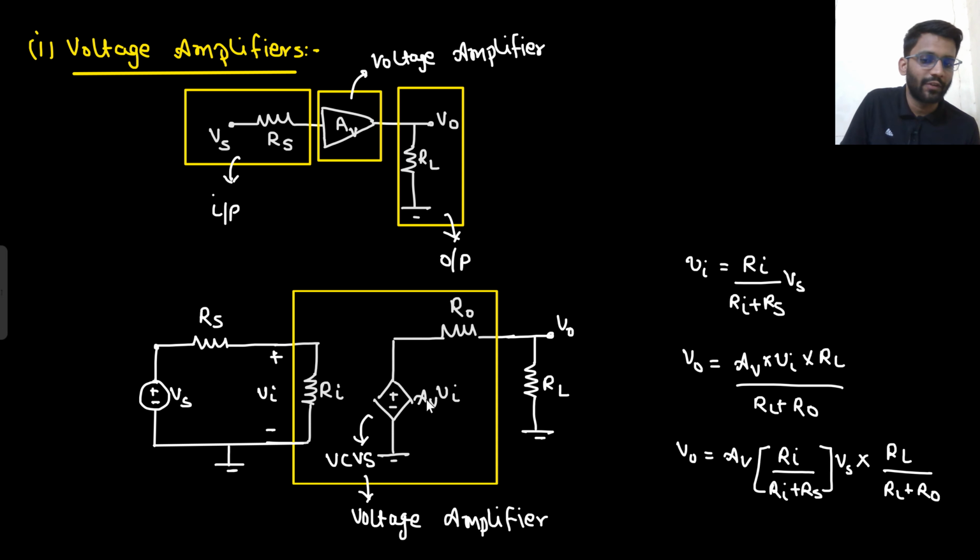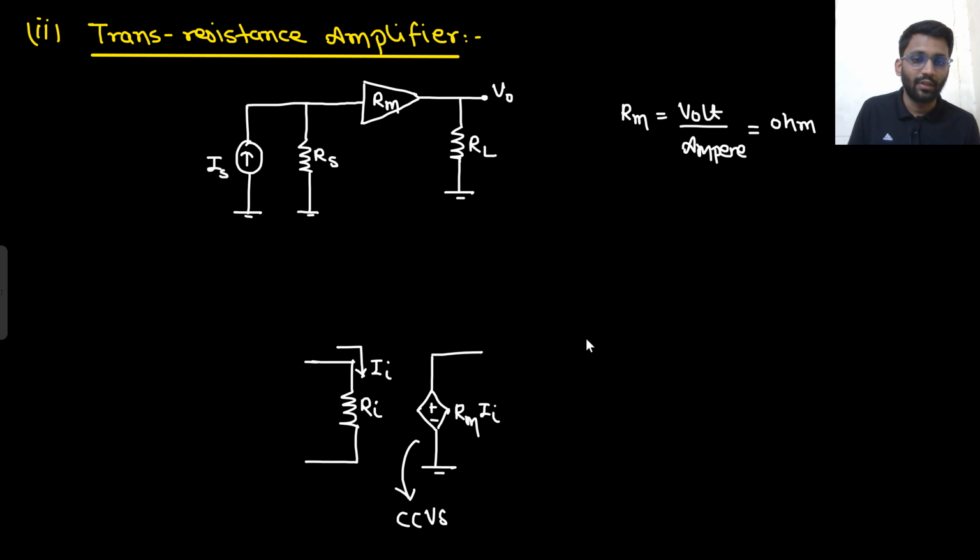And what will be the unit of AV? AV was volt per volt, or you can say unitless. What is the unit of Rm? Rm is volt per ampere and it is being multiplied with the current. That means it is multiplied with ampere only. So it is becoming a volt. So this is a voltage source. Now it is being fed to the output. So it will have some output resistance as well.